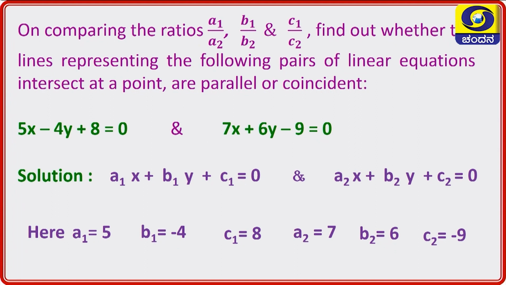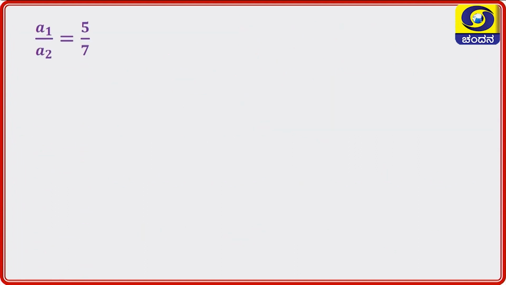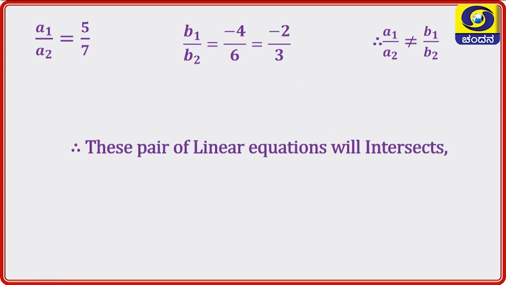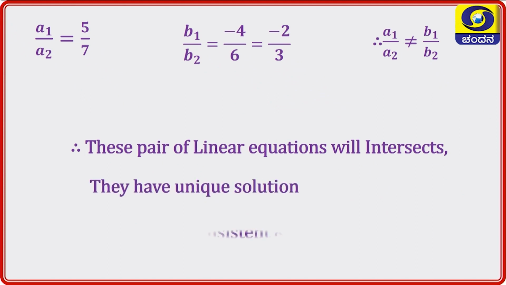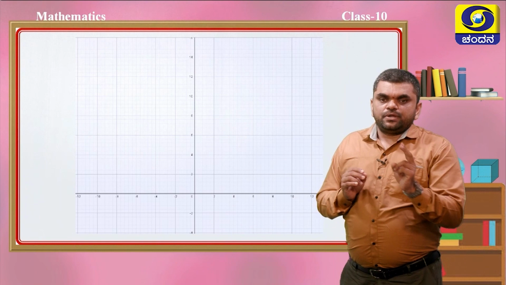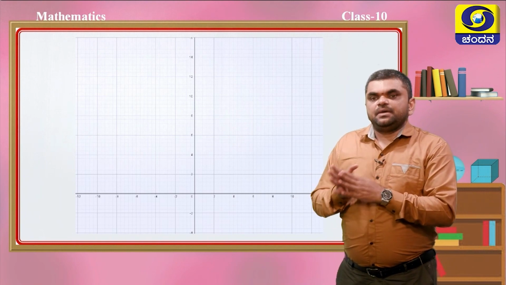Let us find out the ratios. a1 by a2 is equal to 5 by 7, whereas b1 by b2 is equal to minus 4 by 6. On simplification, we get minus 2 by 3. Here we get a1 by a2 is not equal to b1 by b2. Therefore, these pair of linear equations will intersect and they have a unique solution and they are consistent and independent. By observing only two ratios, that is a1 by a2 and b1 by b2, we concluded this.